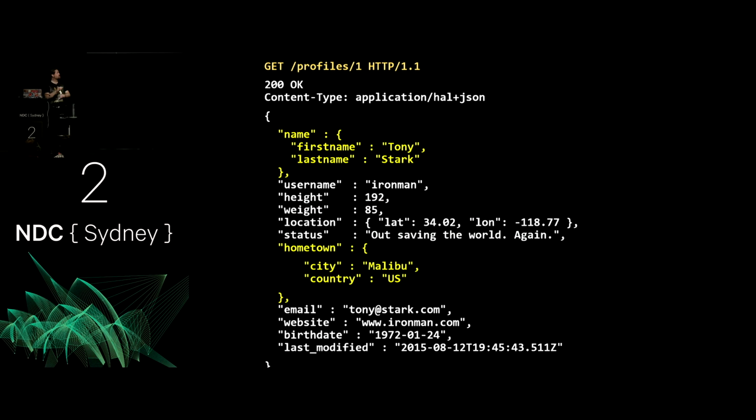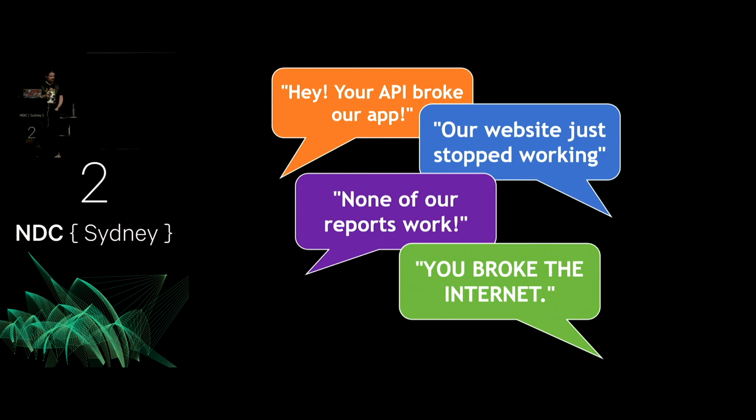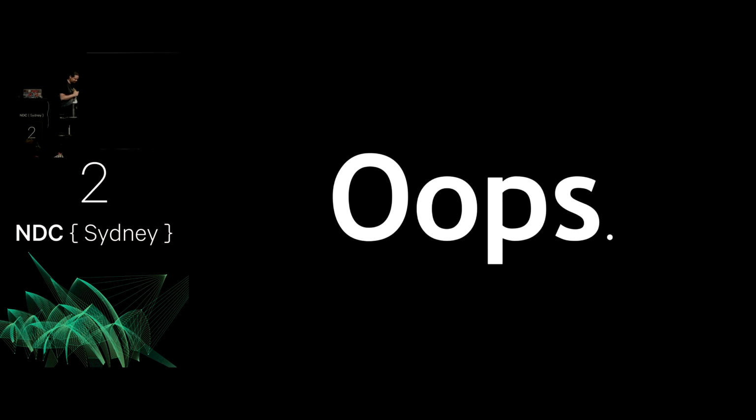So we just go in and change the JSON format, and we break hometown down into a city and a country code. And then we push straight to production because it's late and what the hell, integration tests are probably all right, maybe. And then when we log on later, we have a string of messages saying, hey, your API has broken our application and our website stopped working and none of our reports work and you broke the internet. Oops. We did.